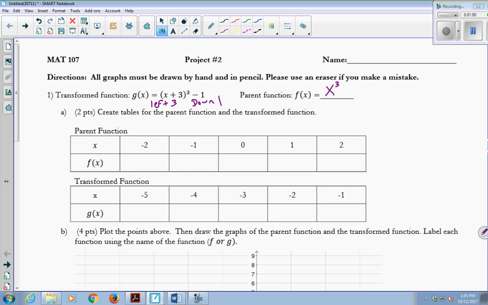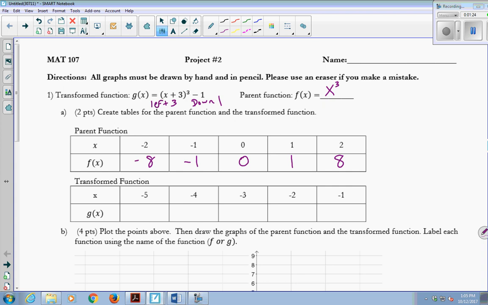Now for my parent function, I just want to make a table of values, so I can graph the parent without having to even think about transformations yet. I've given you some x's, you just calculate the y's by plugging into x cubed. So negative 2 cubed is negative 8, negative 1 cubed is negative 1, 0 cubed is 0, 1 cubed is 1, and 2 cubed is 8.